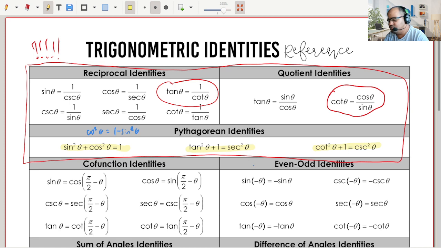Cotangent squared plus 1 equals cosecant squared. They're cousins. Okay. So everything in this box you should have in your back pocket, especially sine squared plus cosine squared equals 1. That identity gets used so much.